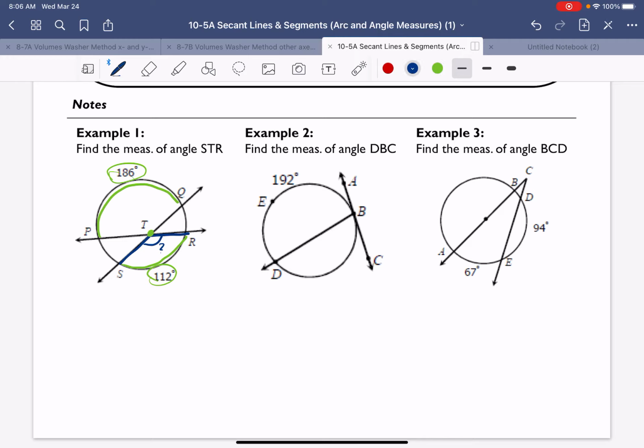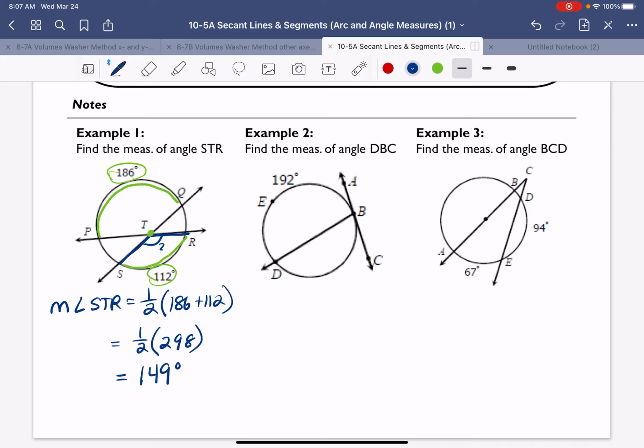So I'm going to think about it and say, okay, I know that the measure of angle STR is simply going to be equal to 1/2 times the addition of both of those arcs, 186 plus 112. I probably should have grabbed my calculator. Let me do that real quickly. So 186 plus 112. I shamefully don't want to do that in my head, but that's okay. 298 divided by 2 is going to be 149 degrees.